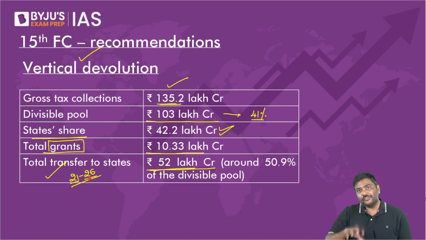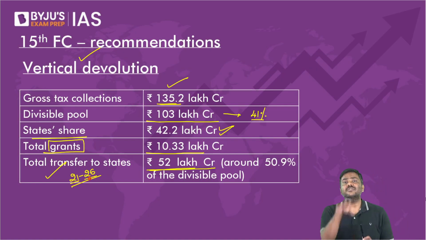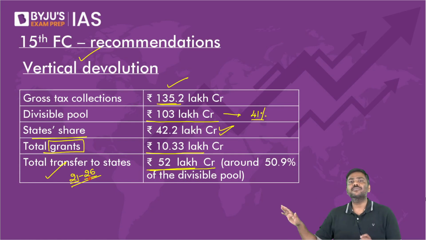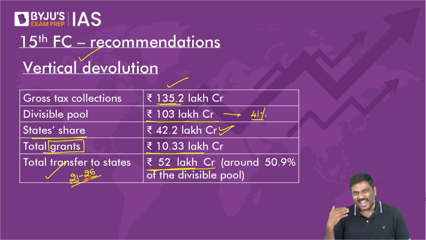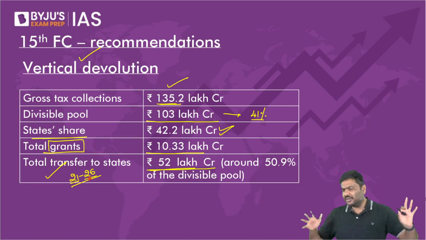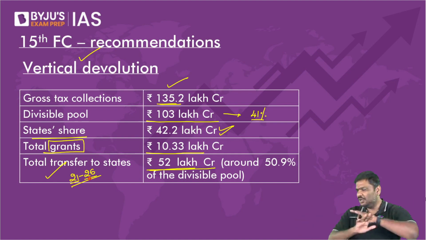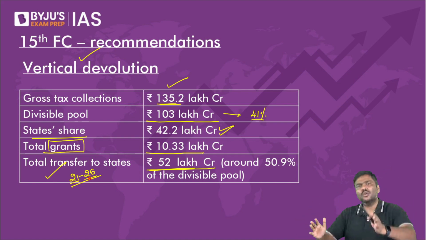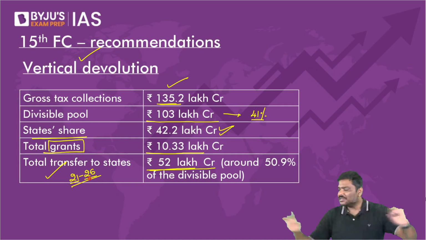Now, please tell me, is it a guaranteed amount of transfer? Is it confirmed that between 21 to 26, no deviation, 52 lakh crore will go from the center to the states? Absolutely no. Why? All of these are simply estimates. So that is point number one.